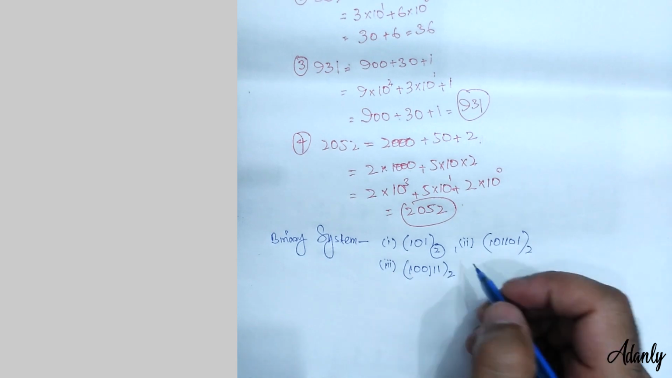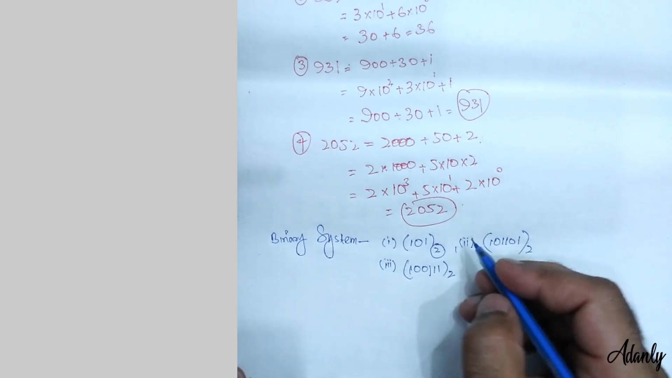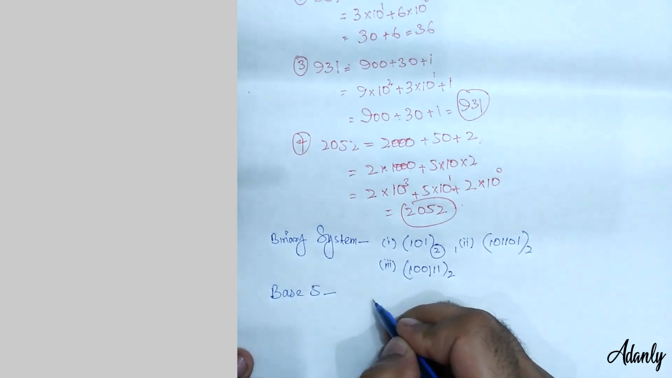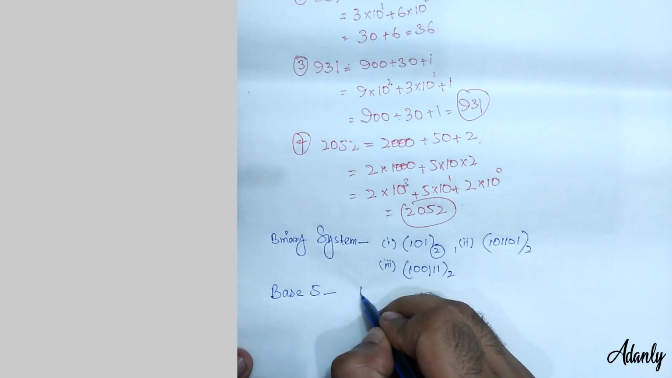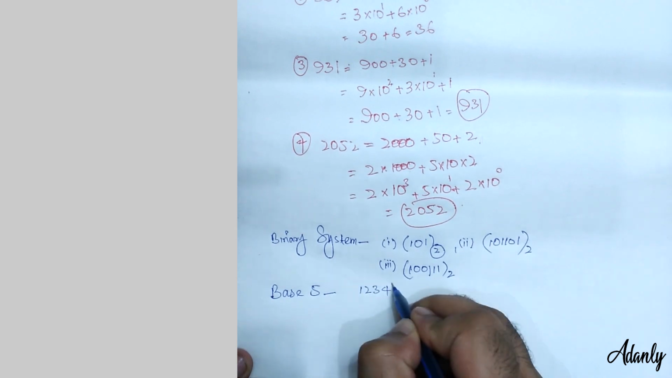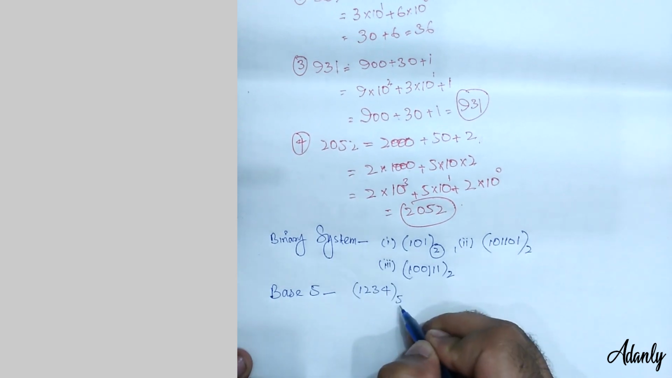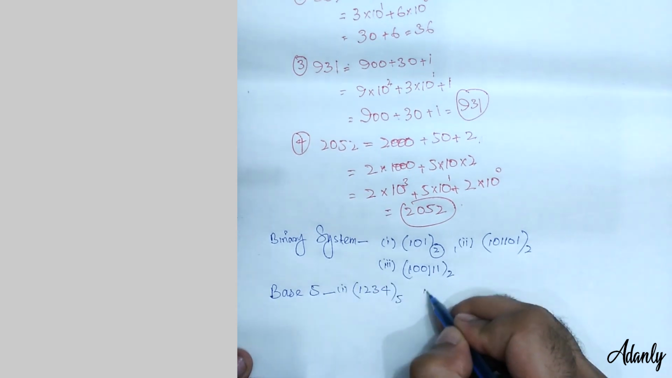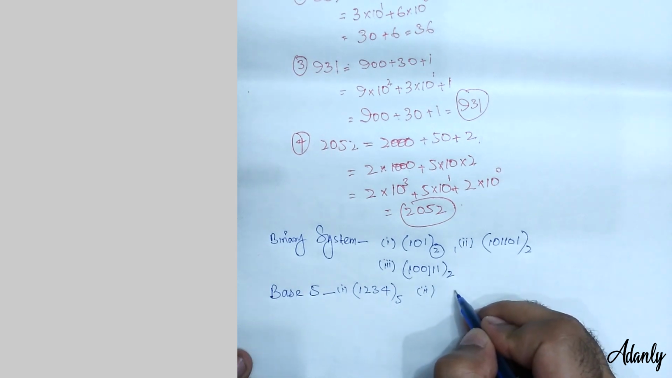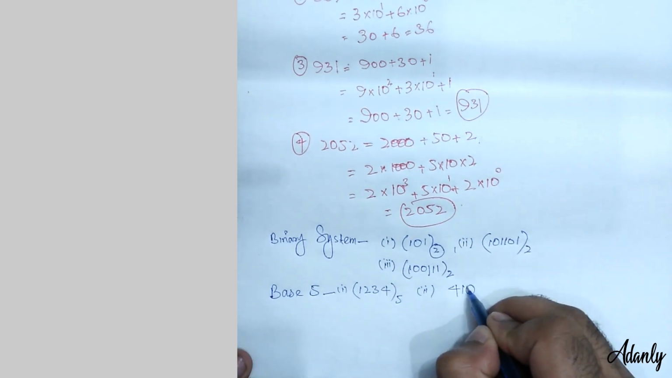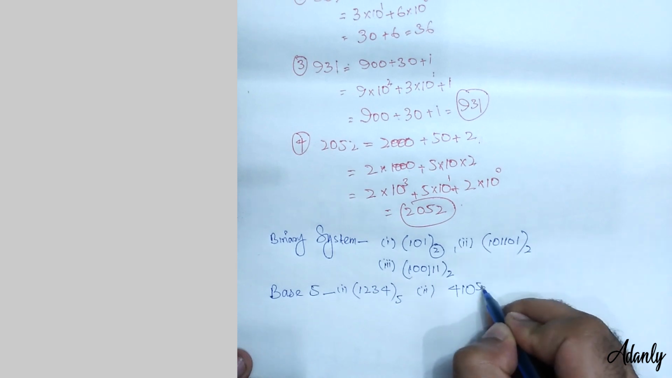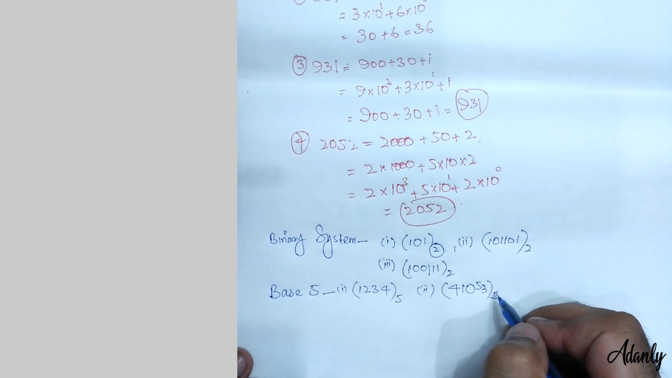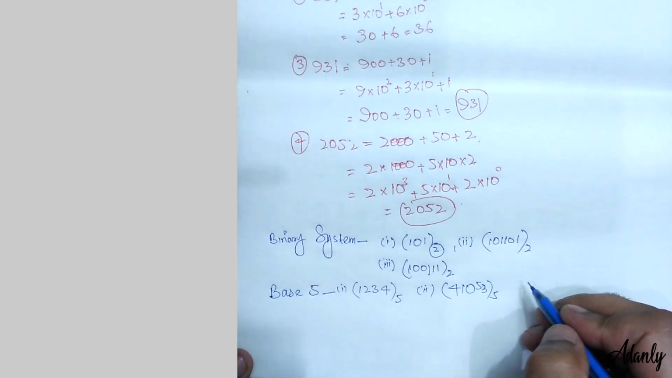Now let's see how we can write numbers in base 5. In base 5 we can write numbers as, for example, 1, 2, 3, 4 to the base 5. This 5 will indicate that this is base 5. This could be example number 1. Example number 2 could be 4, 1, 0, 5, 3 to the base 5. Again, this 5 will represent base 5.